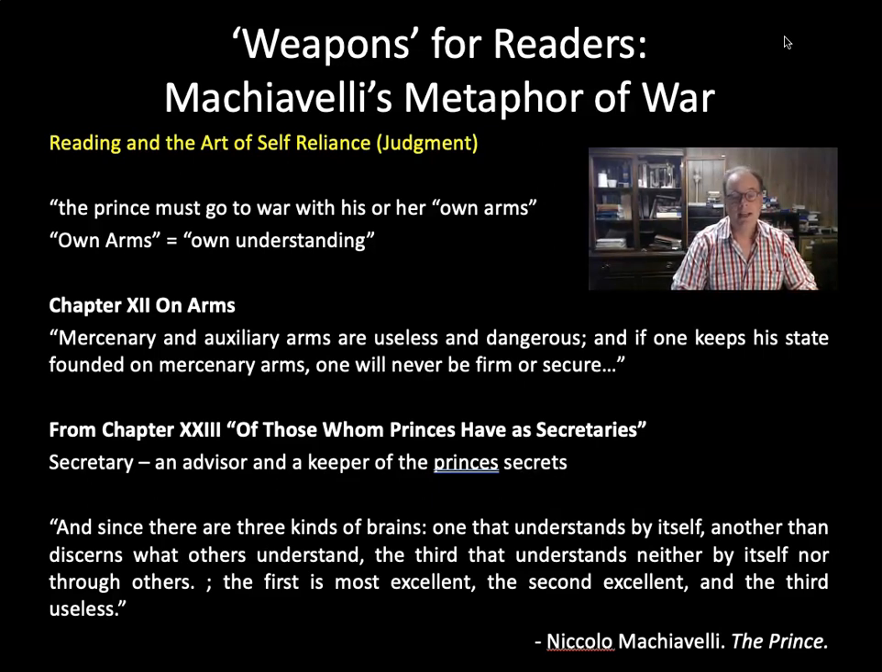And Machiavelli says this: since there are three kinds of brains, one that understands by itself, another that discerns only what others understand, and the third that understands neither by itself nor through others, it understands nothing. He says the first is most excellent, the second just excellent, and the third positively useless, right? The most excellent brain is the one that has its own mind, that understands and discerns on its own without other people assisting it, right? People who know their own minds.